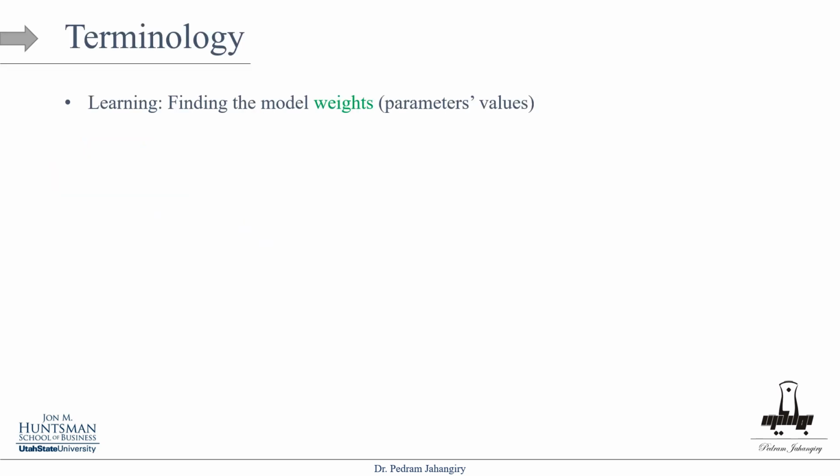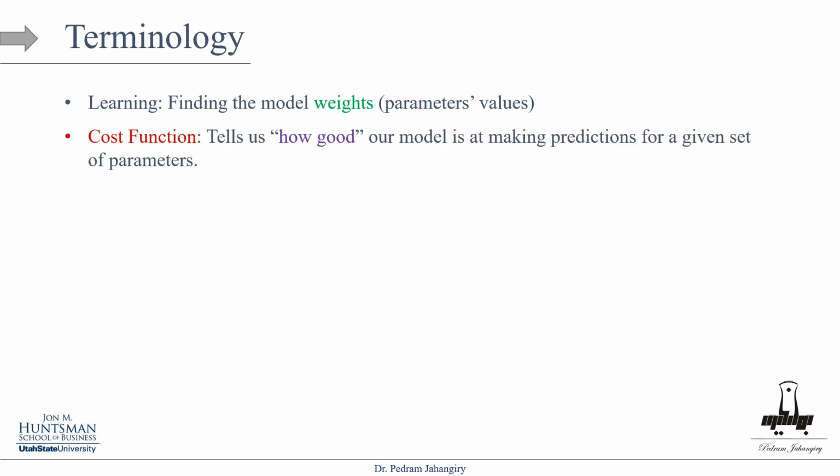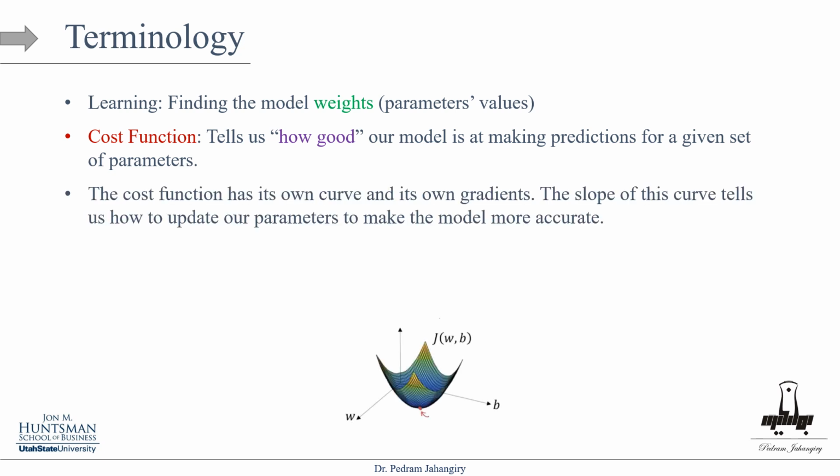Okay, so starting with learning, what do we mean by learning? Learning is this process of finding the model's weights and/or the values of the parameters and hyperparameters. What is the cost function? The cost function tells us how good or bad the model is at making predictions given a set of parameters and hyperparameters. Each cost function has its own curvature and its own gradients. Basically, gradient is the slope, right? The sign of this gradient is going to tell us how we should update the parameters to make the model more accurate.